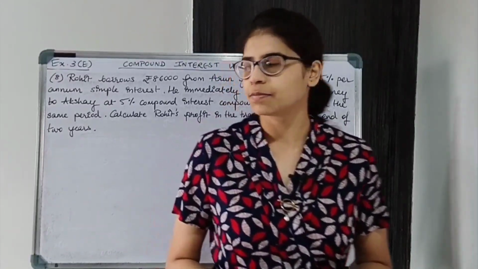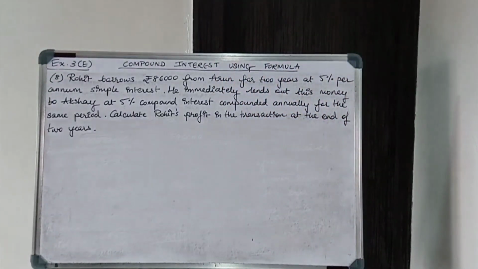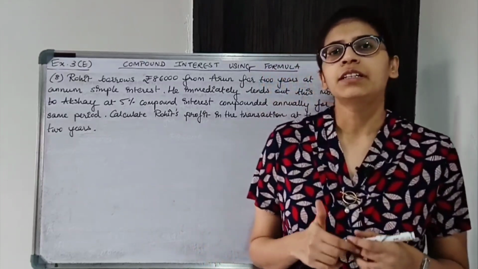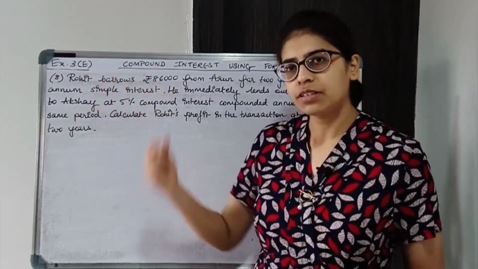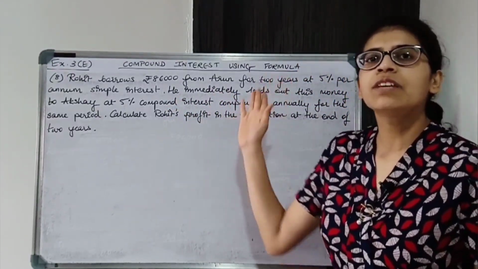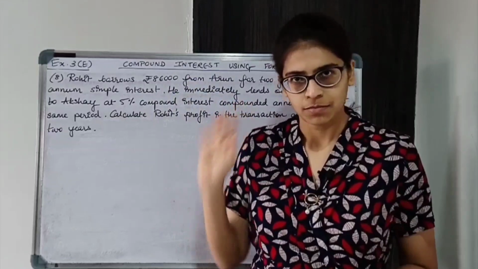Question number 8. Rohit borrows rupees 86,000 from Arun for 2 years at 5% per annum simple interest. He immediately lends out this money to Akshay at 5% compound interest compounded annually for the same period. Calculate Rohit's profit in the transaction at the end of 2 years. Now, there are 3 people over here. One is Rohit, who is borrowing 86,000 from Arun. That is, Arun is giving 86,000 to Rohit.